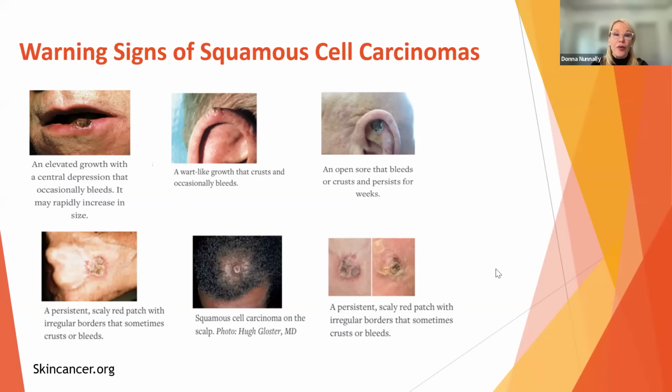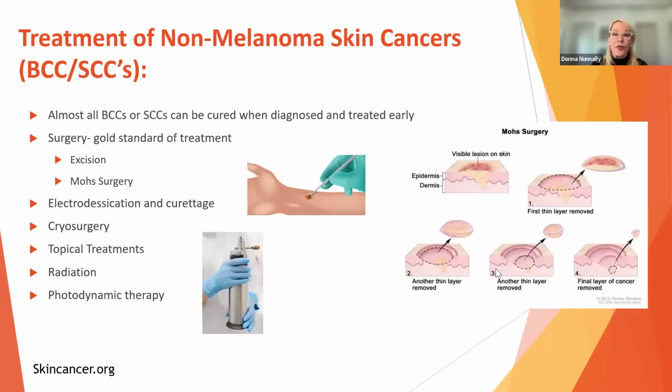So we've identified what basal cell and squamous cells look like and what their warning signs are. So how do we treat them? Very similar in the early stages, but varies with advanced cases. Almost all can be cured when diagnosed and treated early. Surgery is the gold standard of treatment. With excision, the tumor is cut out using a scalpel with a small margin of normal skin.